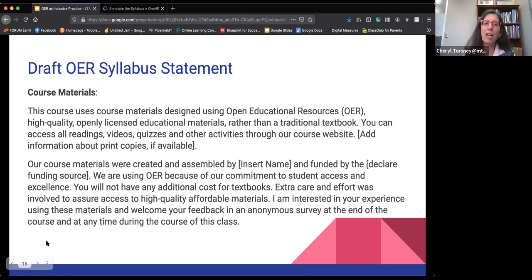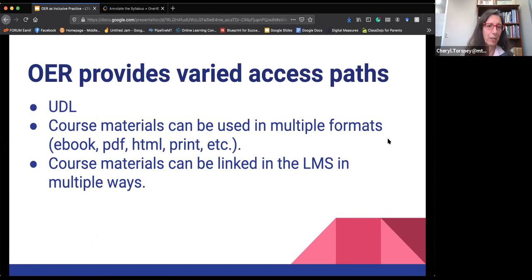Here is a draft OER syllabus statement that you can use that talks about the course materials and gives a brief definition of OER, and then allows you to give your name and your funding source and talk about why you have opted to use OER, which is because of our commitment to student access and excellence. It makes clear that students will not be paying extra for a textbook.